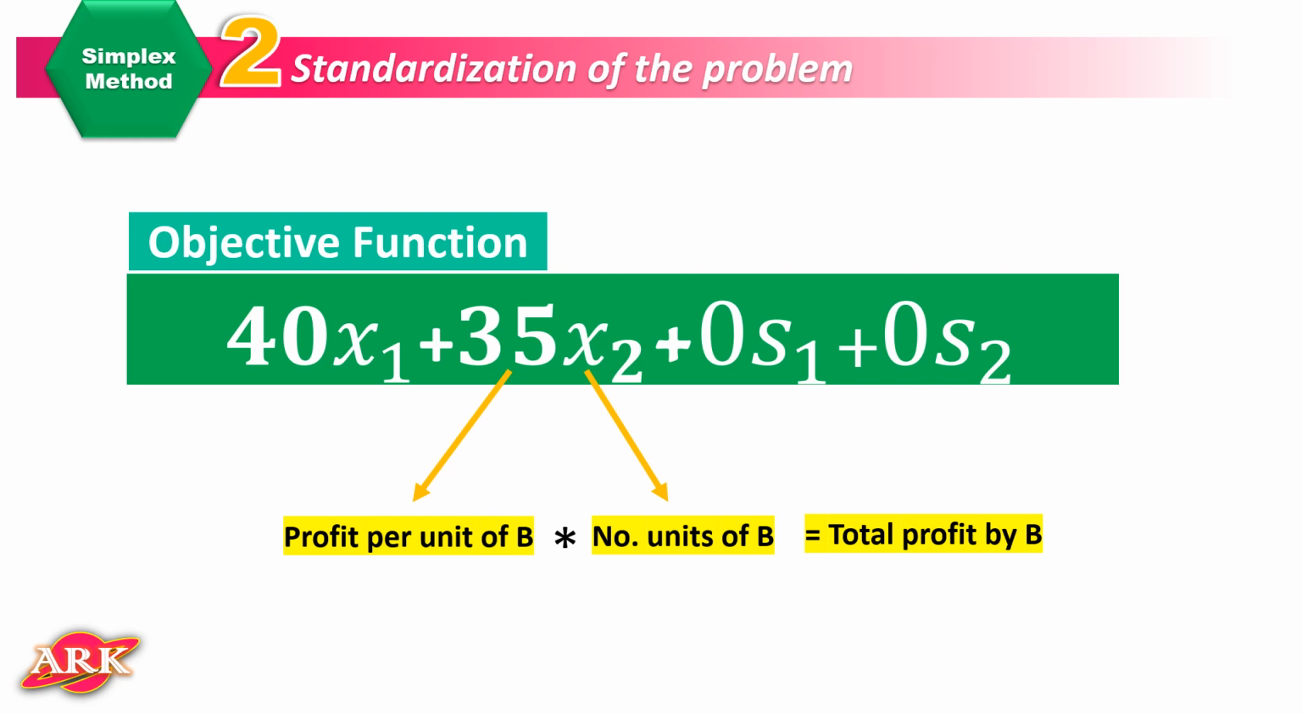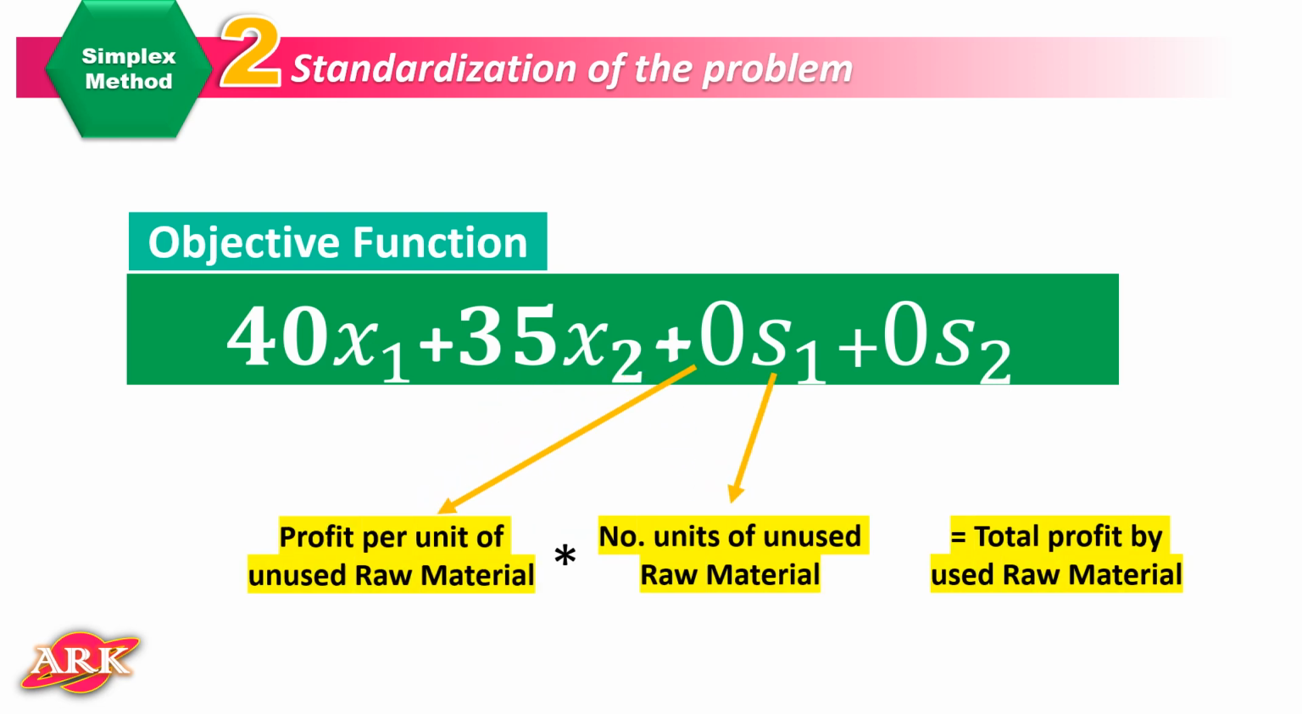The product of the both gives rise to the total profit that we can make by producing B products. Similarly, 0 is the profit per unit of unused raw material. Since we don't use any raw material, we can't make any profit. So the profit that we allocated for s1, the unused raw material, is 0. s1 represents the total number of unused raw material and the product of both equals the total profit by unused raw material, which will be 0.